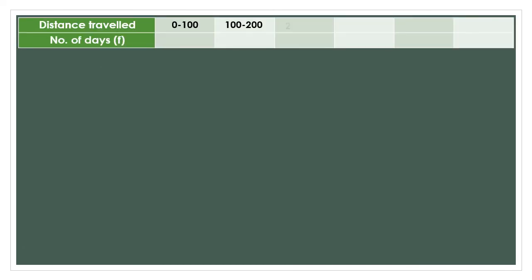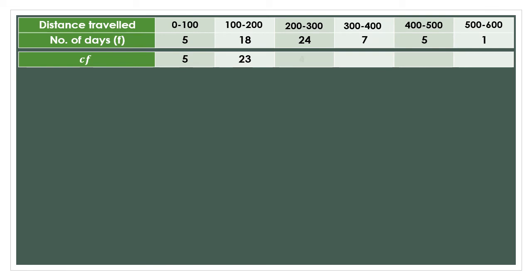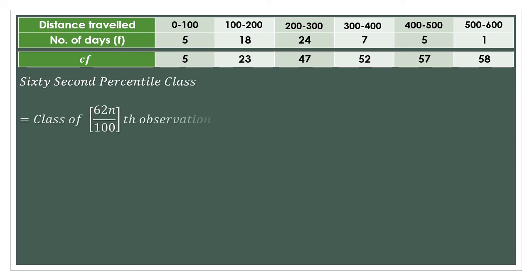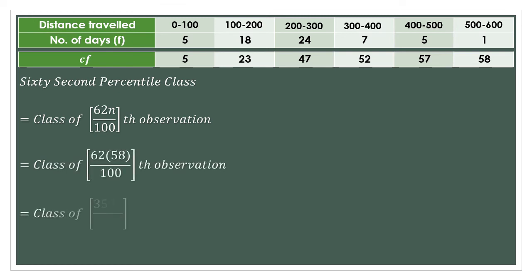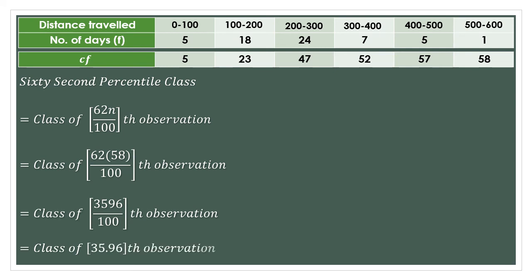Moving on towards the last question of the data, the second question given to us, that is the 62nd percentile, that is P62. So it would be 62n upon 100, because it's a percentile, it is divided by 100, and it is the 62nd percentile, so multiplied by 62. So when you multiply 62 with 58 upon 100, you get 3596 upon 100, and you simplify it, it is 35.96th observation.